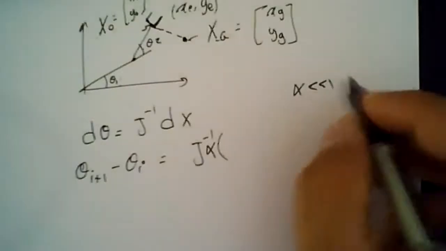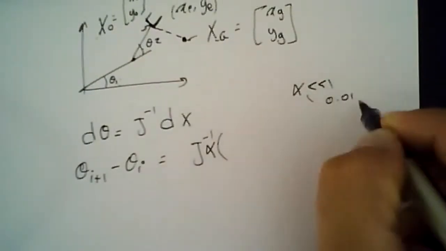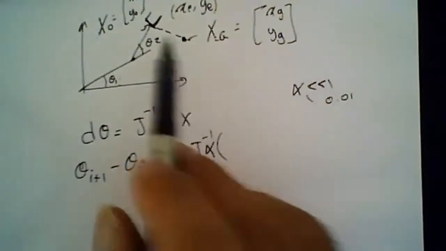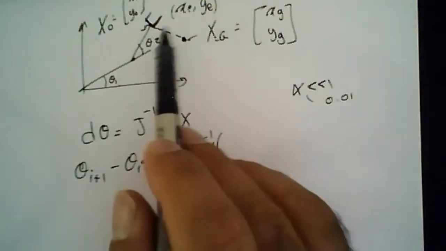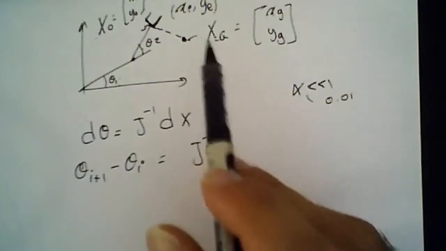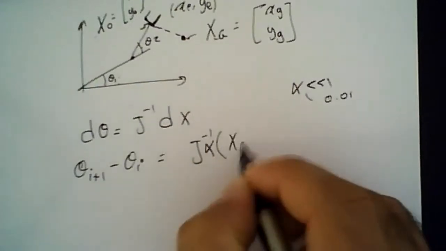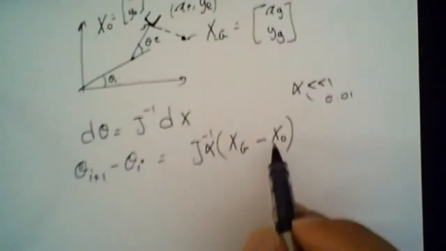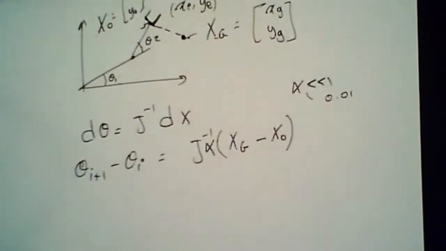Usually it could be like 0.01. So now we're basically multiplying this whole distance by this alpha to be able to reduce this. So what is my dx now? dx is my x goal minus my x0, right? x0 is the current position of the robot.